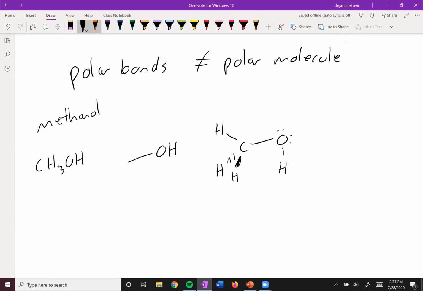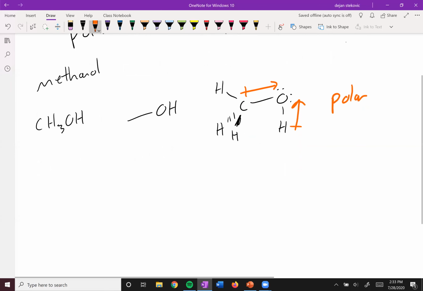And now we can put some dipoles here. Oxygen is more electronegative than carbon, so we've got a dipole facing like this, and then another dipole facing like this. And so our dipoles here are facing the same direction, and so this molecule is indeed polar.